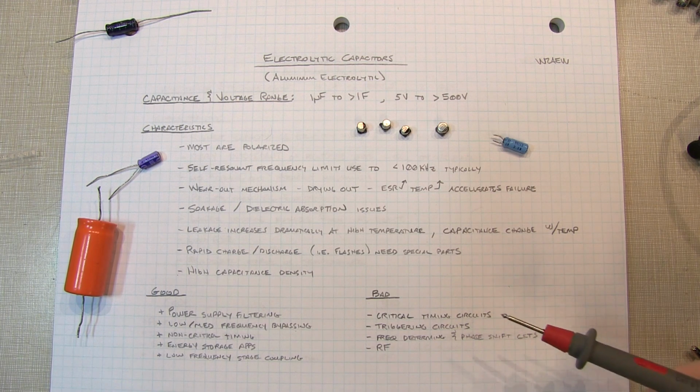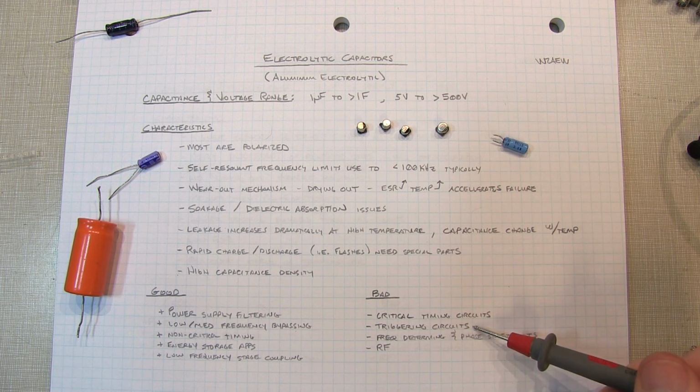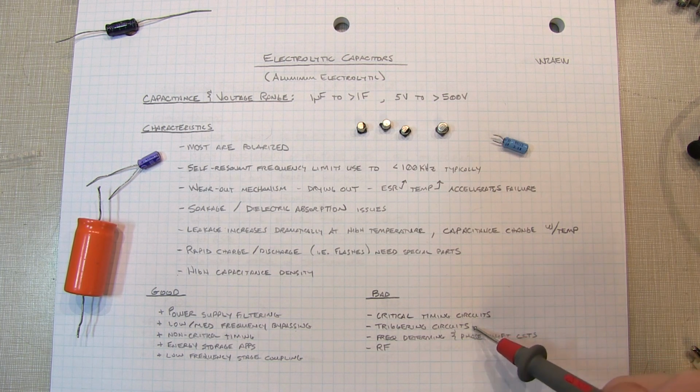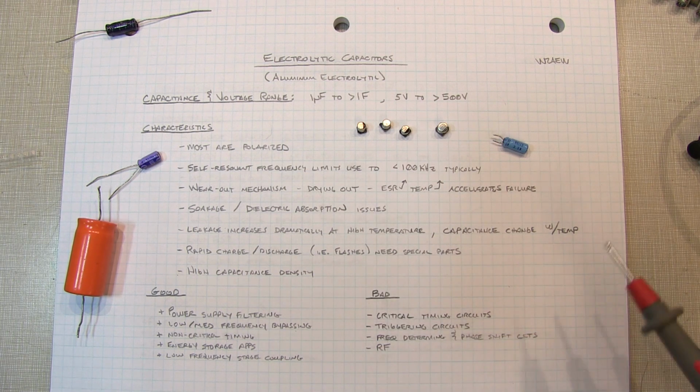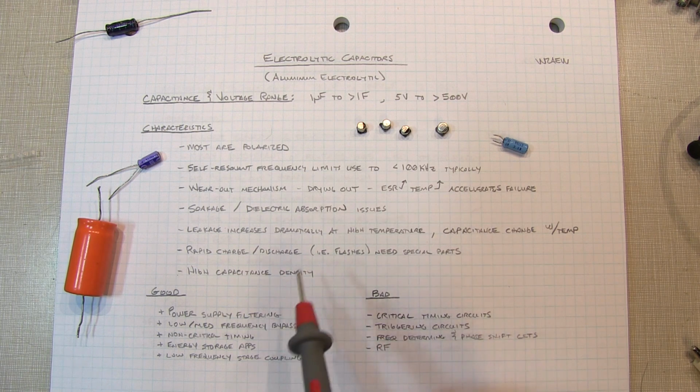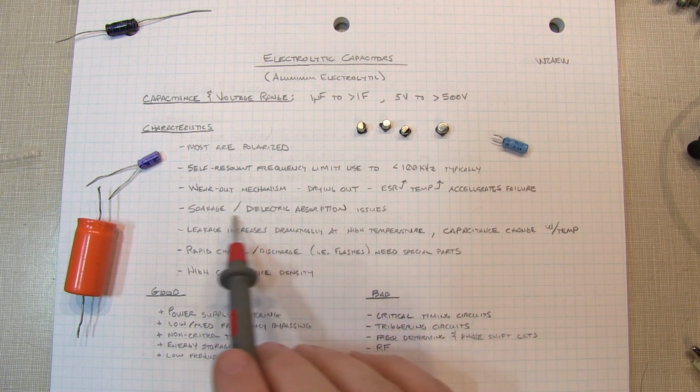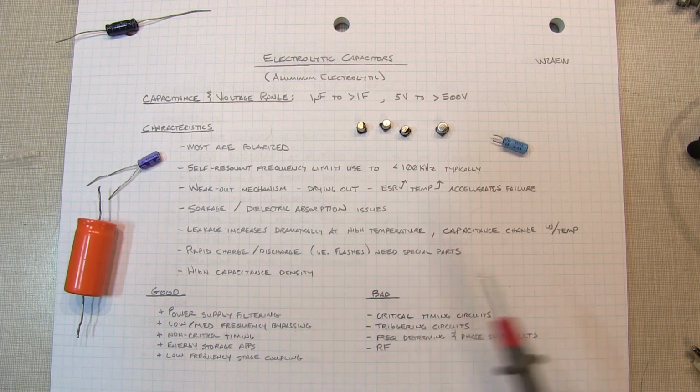You typically do not want to use them for critical timing circuits, as I mentioned. Triggering circuits, where you need a really precise amount of charge stored that you might use to trigger another circuit. And definitely not in any circuits where you need precise frequency determination or phase shift circuits. And they generally don't have any place in any RF circuits because of the relatively low self-resonant frequency. Just because it's so interesting, let's take a quick look at this soakage or dielectric absorption issue.